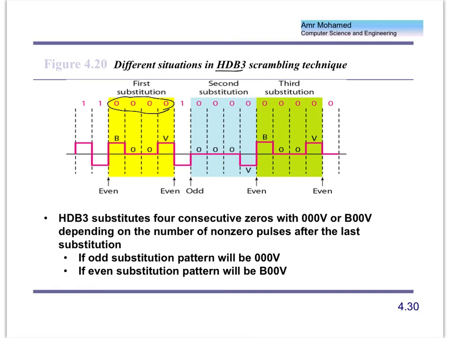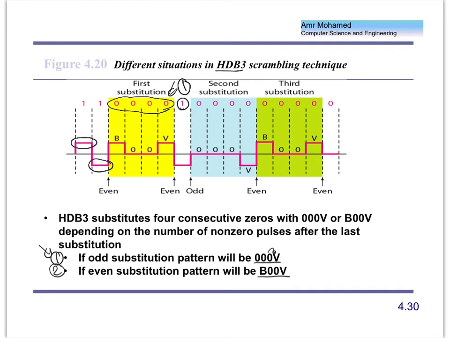But here we have two cases, 1 and 2. If the number of non-zero pulses before this substitution is odd, then we use that substitution. If it's even, we use that substitution. As you can see here, it's odd. So we have one transition. If it's odd, we introduce odd. Odd plus odd is even, right? And case one, for example, is here.